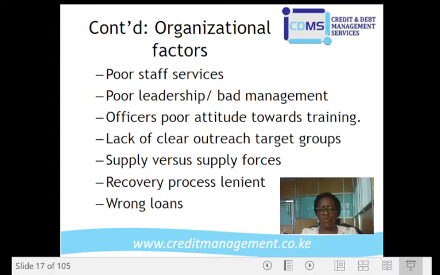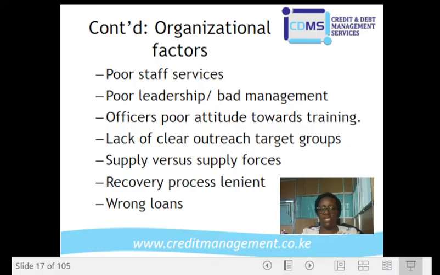The other thing is poor staff services. We fail to offer good services to our customers. We annoy them, we anger them, so in retaliation they don't honor their obligation when they are supposed to. Then poor leadership and bad management, a management that is doing shoddy dealings, lending under the table, and things are not done the right way. We may have governance issues within the institution that also cause delinquency.